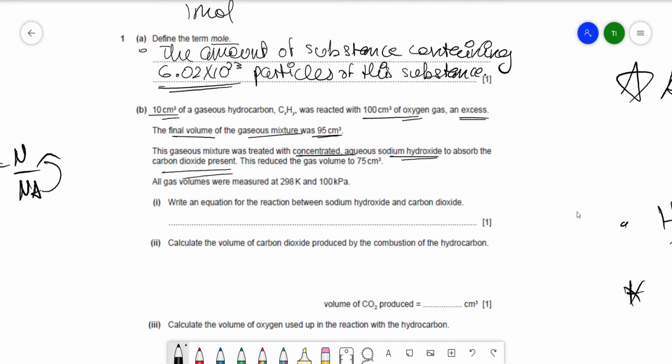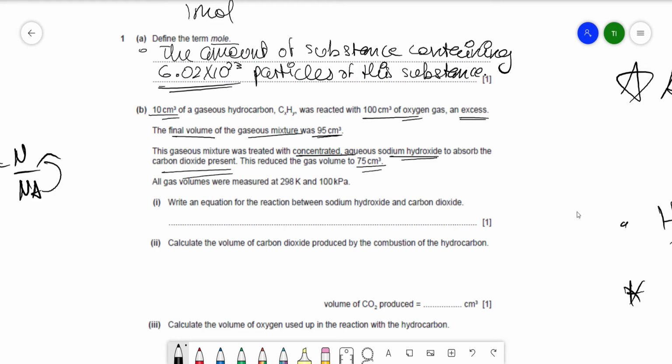carbon dioxide present. So carbon dioxide is acidic and reacts with a base, right? This reduced the gas volume to 75 centimeter cube. Now the 75 centimeter cube can either be the excess oxygen and the water, or the excess oxygen only. By water here I don't mean liquid water, I mean steam.